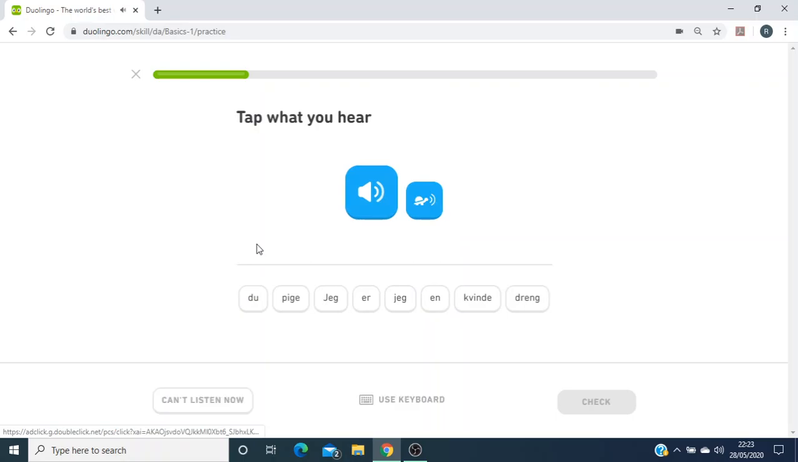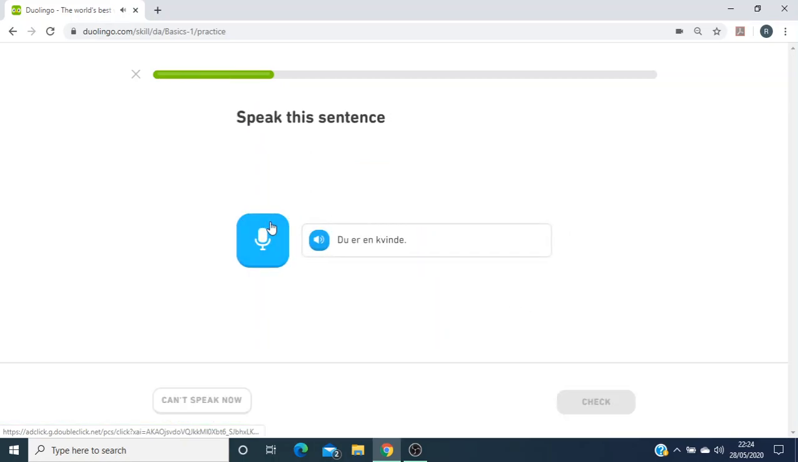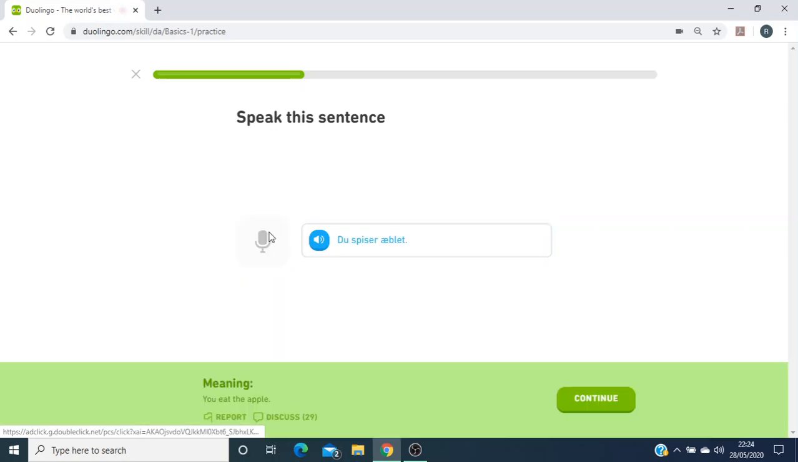Jeg er en dreng. That sounds like it all merged into one, but it's jeg er en dreng. That's I am a boy. Du er en kvinde. Let me see if I can do this one better. Du er en kvinde. Du spiser æblet. Oh, another tricky one. Du spiser æblet.